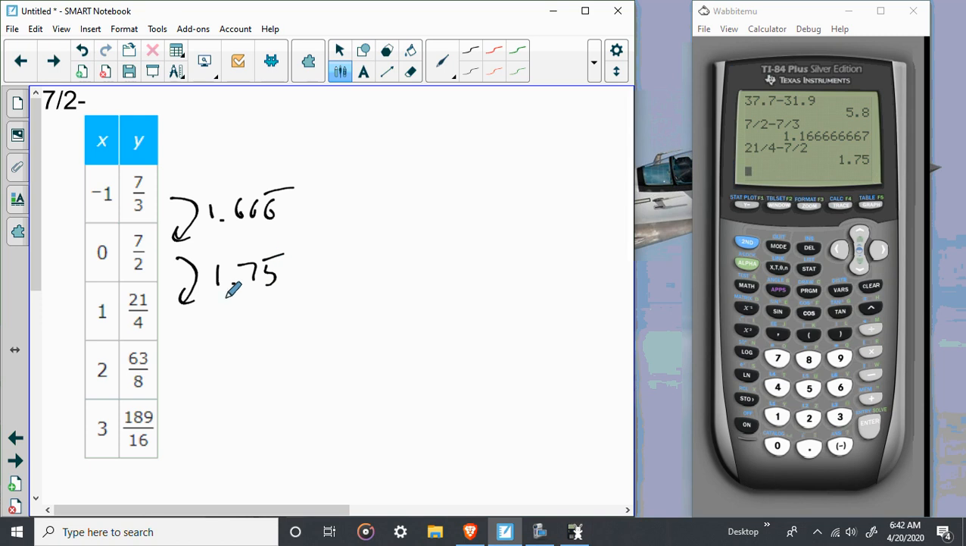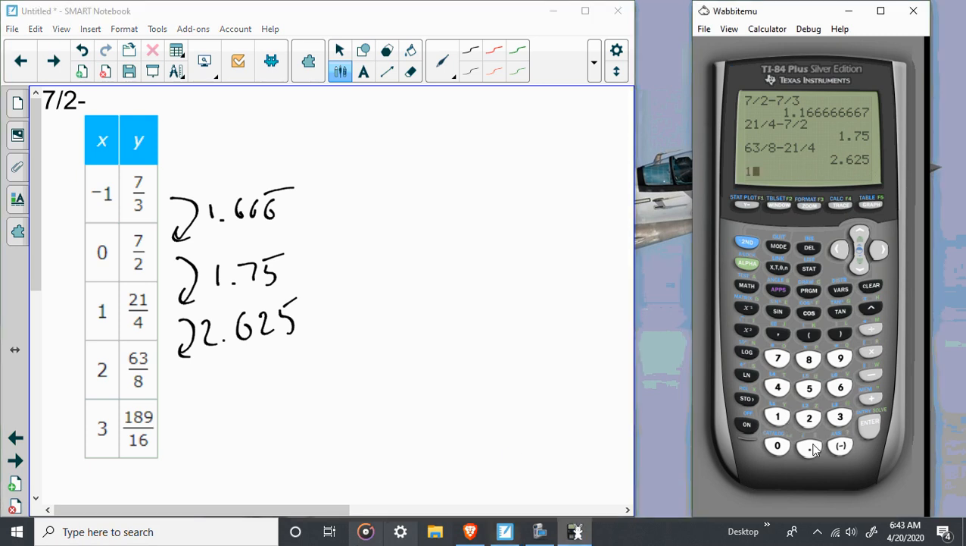Fractions, this is busy work, I think, to a certain extent. 63 over 8 minus 21 over 4. Okay, what's that going to be? 2.65. Okay, so right off the bat, not linear. It's not linear, right? These are different numbers. Now we have to check these.